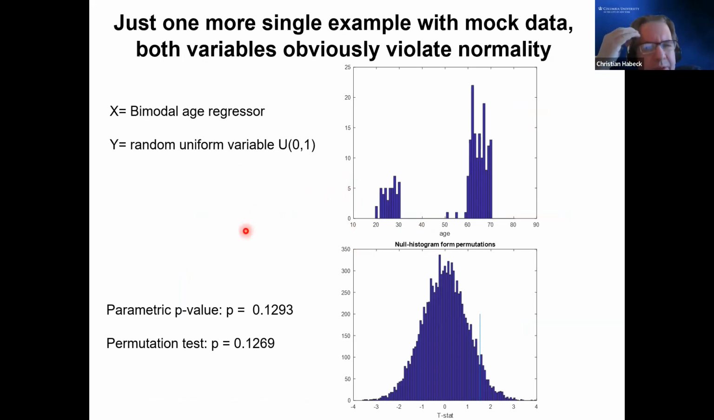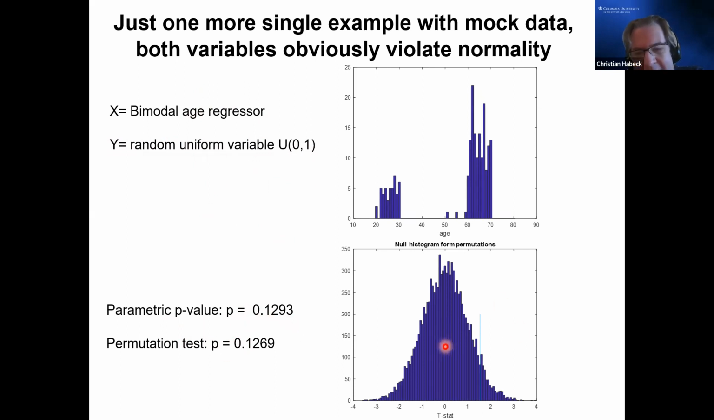Sometimes people say, well, if the independent variables are non-normally distributed, that isn't so bad. But what about the dependent variable, right? So I picked a null scenario here. We have a bimodal age regressor. This is real data. You can see there are some young folks and some old people. And now I made a totally random uniform variable again. So the dependent variable is random, uniformly distributed, very non-Gaussian. These are null results, right? Null scenario. And you can see the parametric p level, if you just do a regression, you get a p of 0.1293.